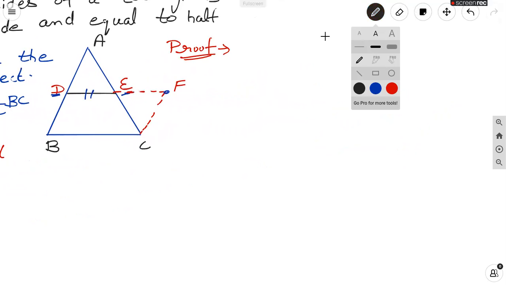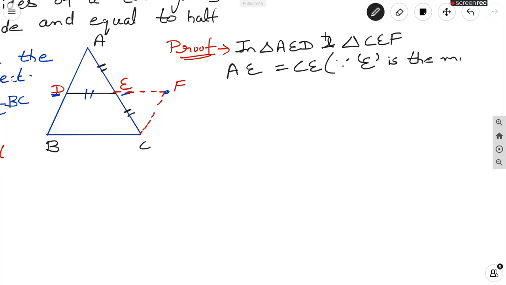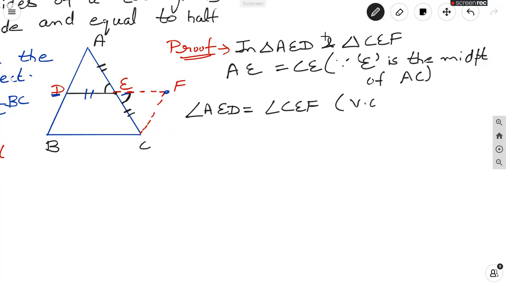See, in triangle AED and triangle CEF, you can say that AE is equal to CE. Why? Because E is the midpoint of AC. Right? Then we can say that angle AED is equal to angle CEF. Why? Vertically opposite angles. Right?